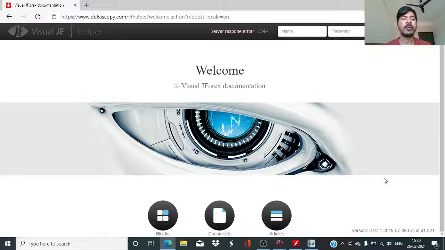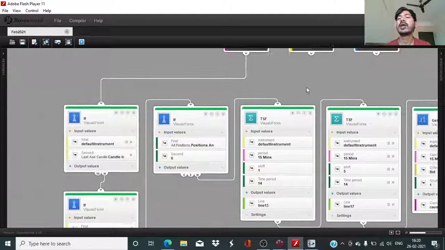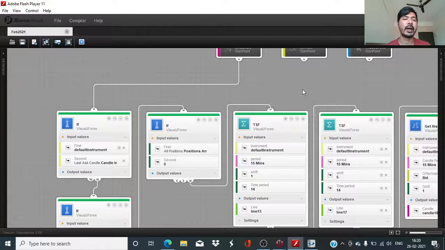Hello everyone, myself Vaibhav. In today's session of Visual Jforex, I will be continuing with the demonstration of the algorithm development using the indicator named time series forecast. We had initiated the setup in a prior session and now I will be building on it. So let us now head to the Visual Jforex board which has been developed by the Dukascopy Bank SA.